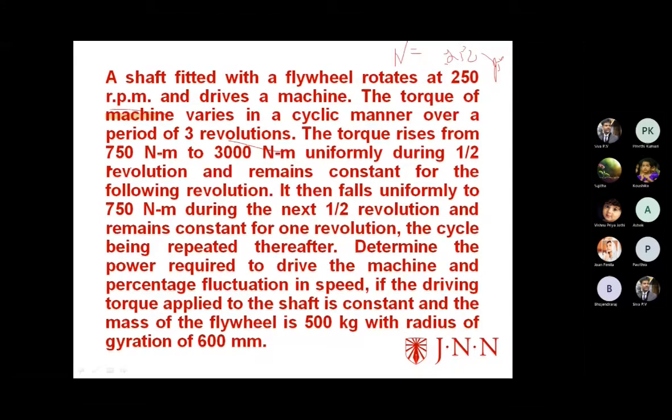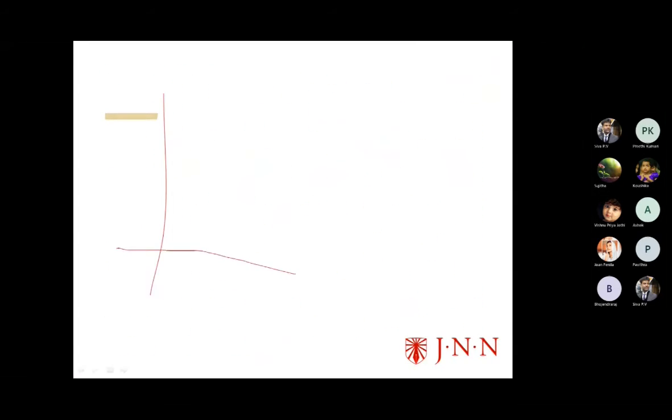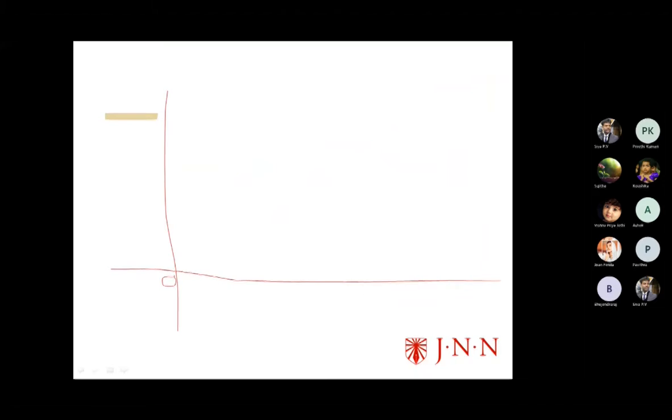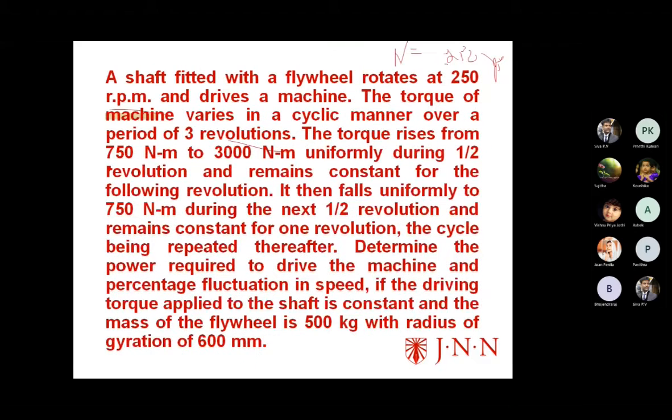Half revolution means pi. Right? How are we going to draw the diagram? So we only draw the diagram. The turning moment is plotted against the crank angle. The torque rises from 750 to 3000 Newton meter during half a revolution.